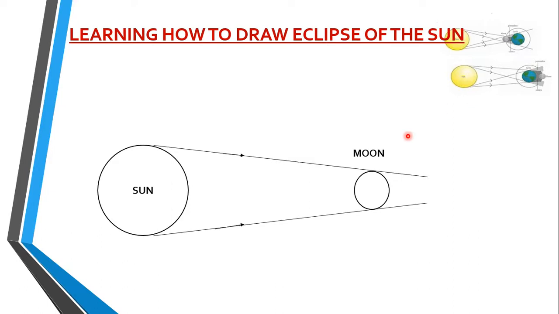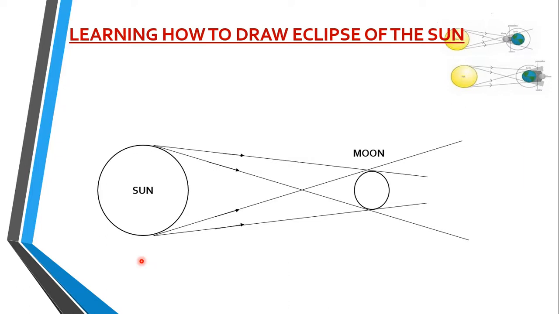Now we'll proceed to draw another ray at this point. This time around, this ray will move below the moon, as you can see. Then you place your arrow. Good. Now we'll do the same thing to this side. Then again you place your arrow on it. The arrows are very important, otherwise you lose marks.